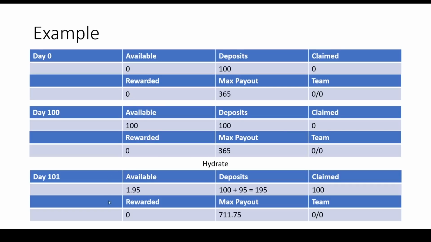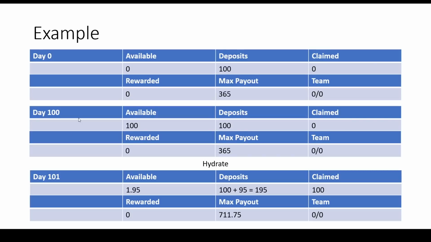Now this example is showing what happens when you hydrate, but what happens when you claim is pretty simple. You have 100 available, you're going to pay a 10% tax, which means you're going to end up with 90 drip tokens transferred to your wallet. That's your wallet, that's your private keys. That's the nice thing about this. One of the nice things about this program is it's just you and the contract. That's the name of the game with crypto. It's you and the blockchain. In this case, it's you and the smart contract that is sitting on the blockchain.